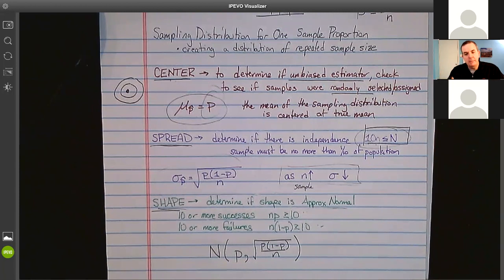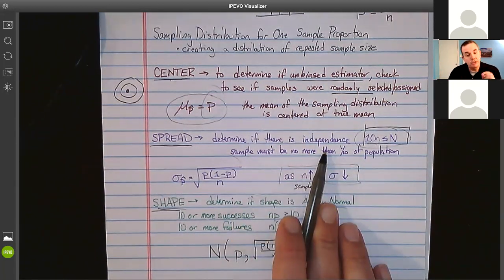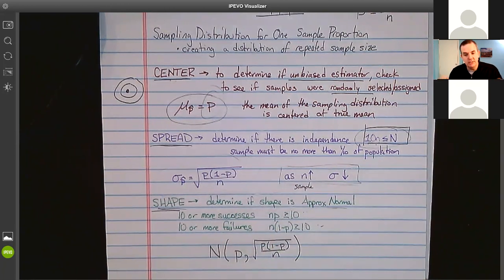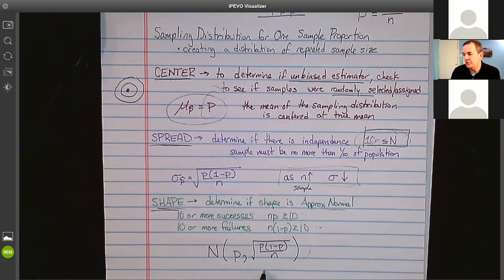So this whole process says the following. When I look at a sampling method, I make sure it's random so I can tell you the center. I make sure it's independent so I can calculate the standard deviation. I check the successes and failures so I can determine if it's approximately normal. And if I meet all those conditions, I get a distribution that's normally distributed, centered at the true proportion with a calculable standard deviation.